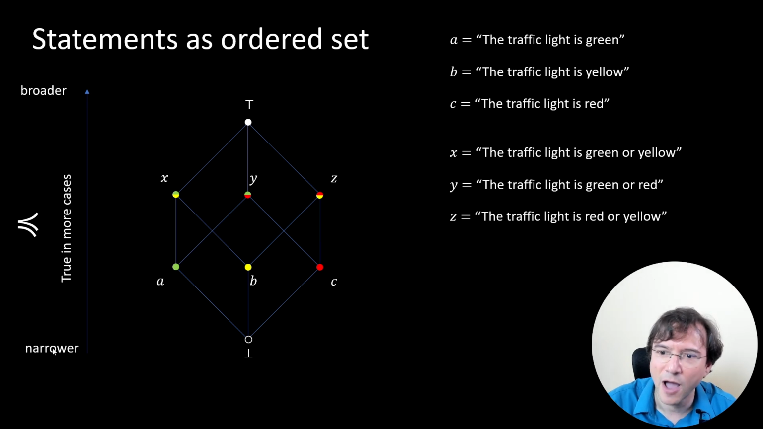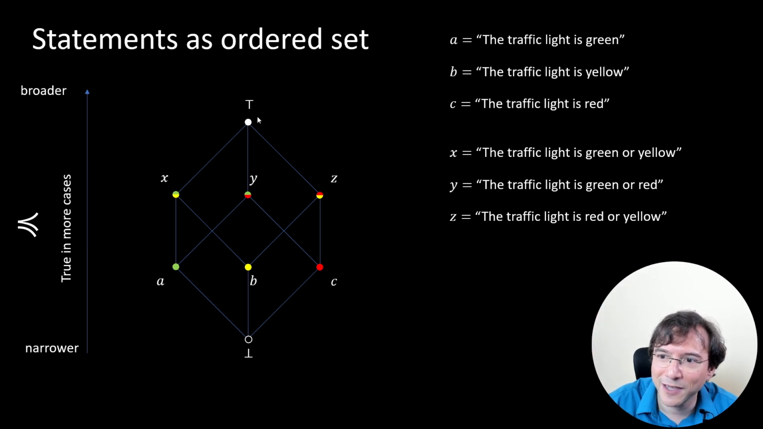And so these statements are now ordered by narrowness. The impossibility is true in fewer cases than A, and whenever A is true, X is going to be true, because if it's green, then of course it's green or yellow, and so on. We draw them in what is called a Hasse diagram: we have all these points, and a line connects statements that are strictly narrower from one to the other, ordering narrowness from bottom to top.